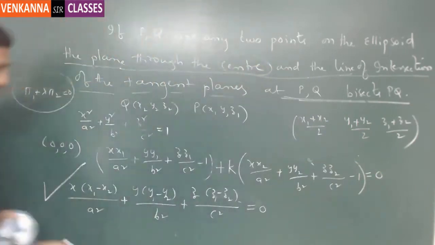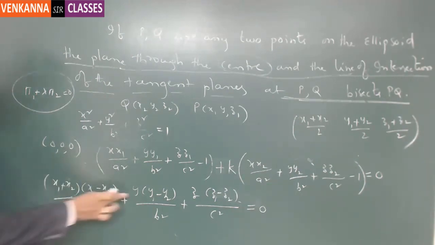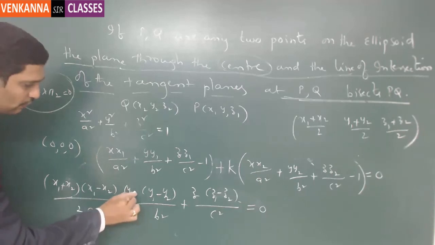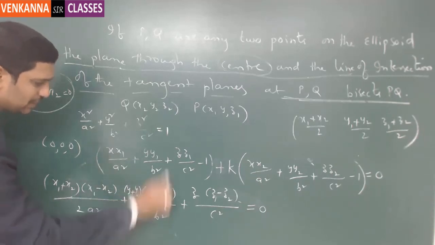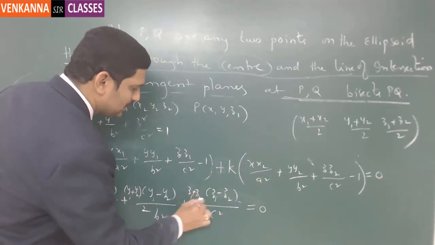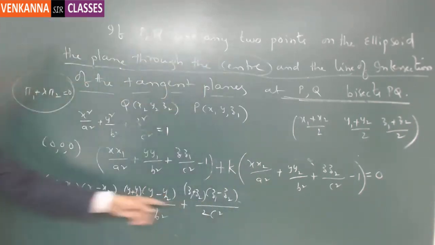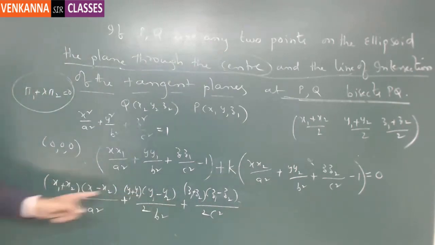Let us see. If you substitute here, it is nothing but (x1 plus x2) by 2a square, (y1 plus y2) by 2b square, (z1 plus z2) by 2c square. This is the thing you will get if you substitute in the plane. Accepted?